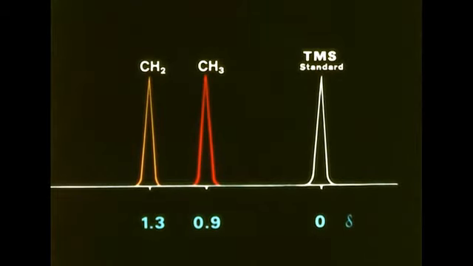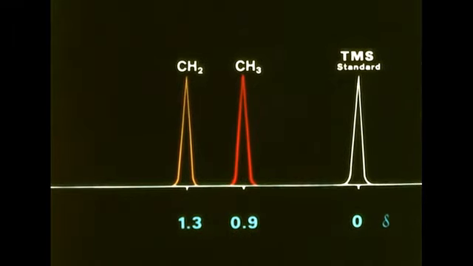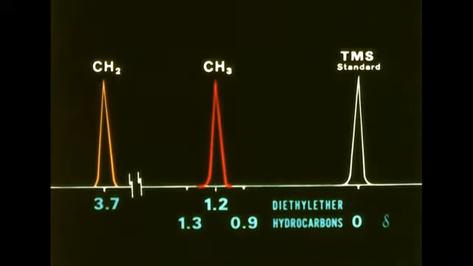Attaching electronegative atoms to a carbon usually makes the protons on it absorb at lower field, since they are less shielded. For example, although methylene protons in saturated hydrocarbons resonate at 1.3 parts per million, the methylene protons in diethyl ether are shifted to lower field by the electron withdrawing effect of the oxygen atom and resonate at 3.7 parts per million. The methyl group is shifted less and moves from 0.9 to 1.2 parts per million.